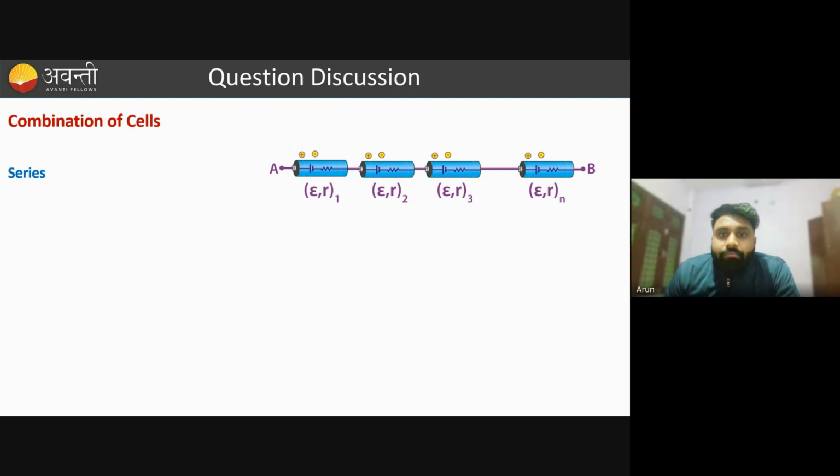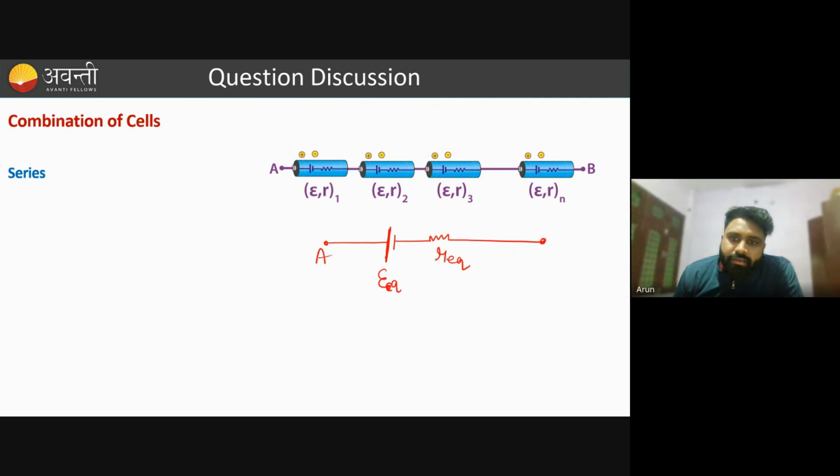So we can combine the cells in series and parallel combination. Now in this, these are different cells you will see. If we arrange them as a single cell, it will become a cell with an equivalent EMF and an equivalent resistance. So this E is the equivalent EMF of the battery, and this R is the R equivalent. So we can convert this series combination of cells into a single cell.